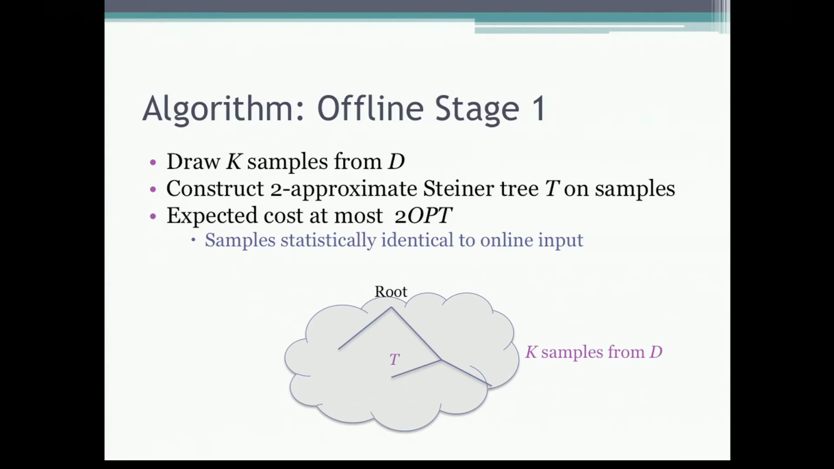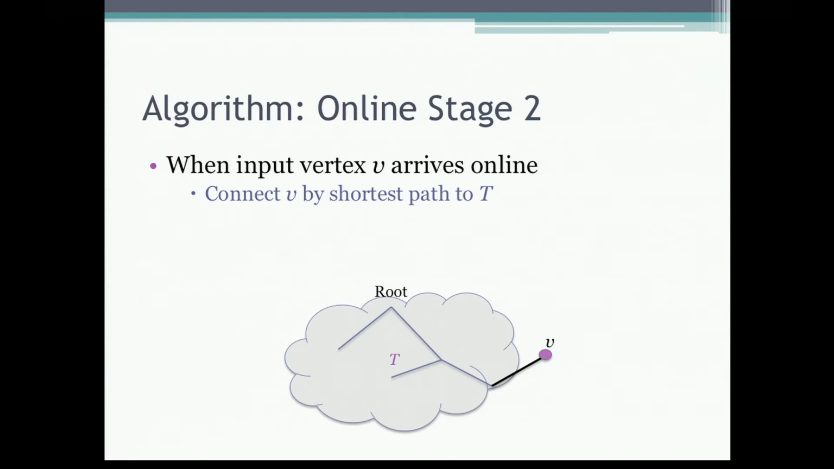Now wait for vertices to come. Okay. So the crucial point is that these samples that you drew are from the same distribution, so they're statistically identical to whatever input is going to come later. You draw k samples up front. Whatever k vertices are going to arrive are also going to be k samples from this distribution. Right. So that means that this tree you construct is roughly going to be whatever tree you wanted to construct anyway. I mean, that's at a very hand-wavy high level, right? So in the online stage, whenever an input vertex comes, connect it by the shortest path to this tree. Okay? And that will give you the online Steiner tree.